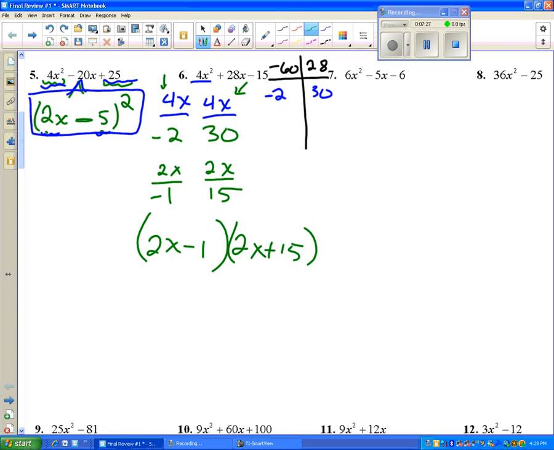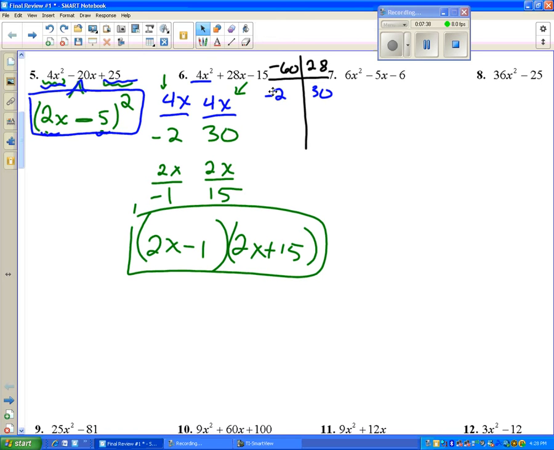If I FOIL this out, I get 4x squared plus 30x minus 2x, which is 28x, minus 15. There is my answer. Let's go on to number 7.